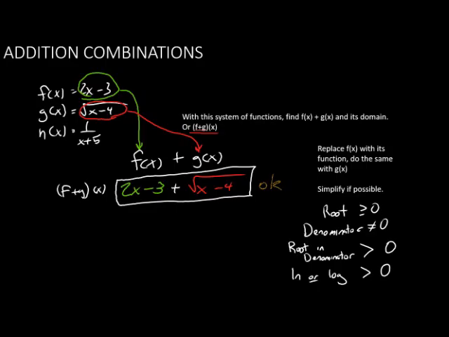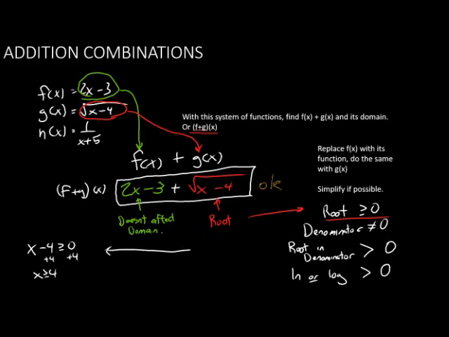If we look at this function, 2x minus 3 does not fit any of these criteria and will not affect the domain because it does not have a root, denominator, or log. However, the square root of x minus 4 is inside of a root, therefore we must use the first domain rule on it. The inside of that root must be greater than or equal to 0. Therefore, we'll say x minus 4 is greater than or equal to 0. If we add 4 to both sides, we'll end up with x greater than or equal to 4.